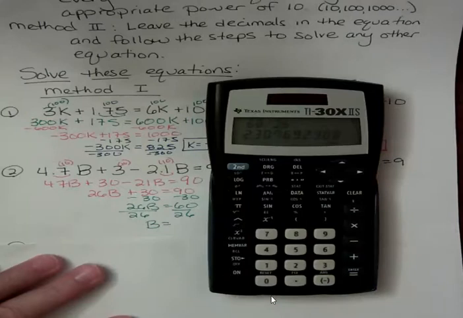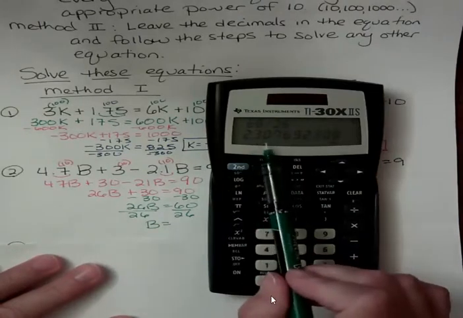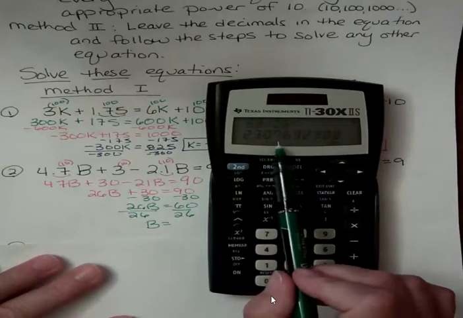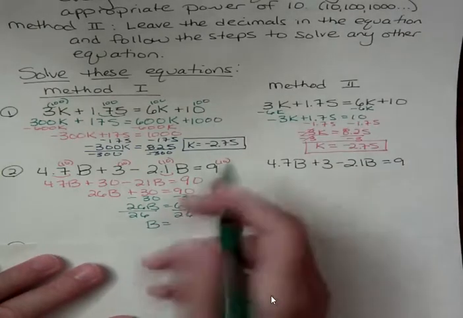I should have included those directions. We're going to round to the hundredths. So 2.31, because that 0, the 7 following that would make that round up to 2.31.